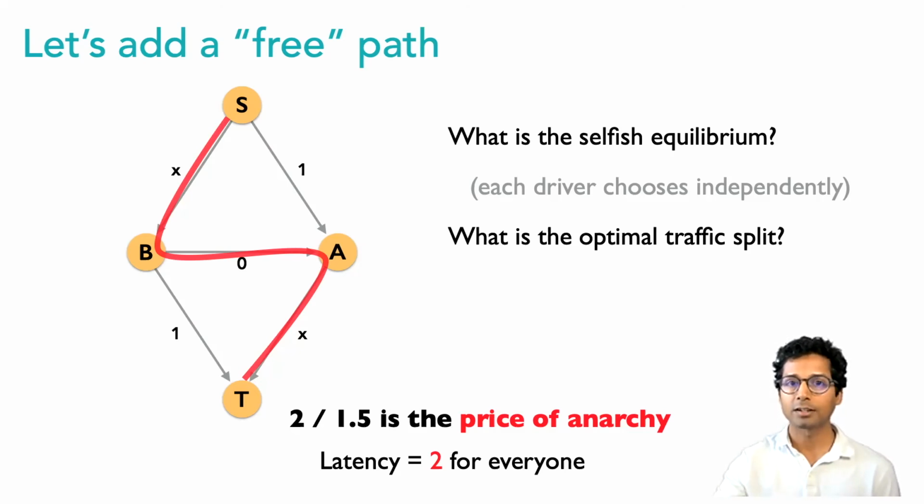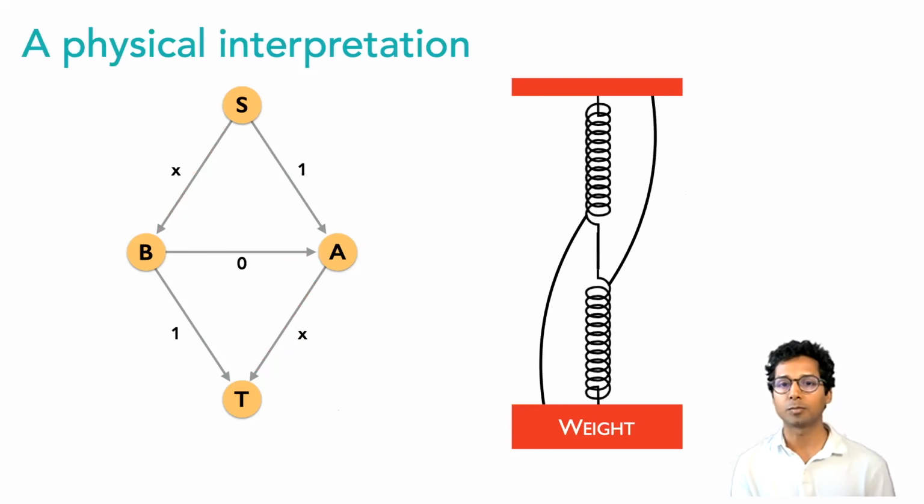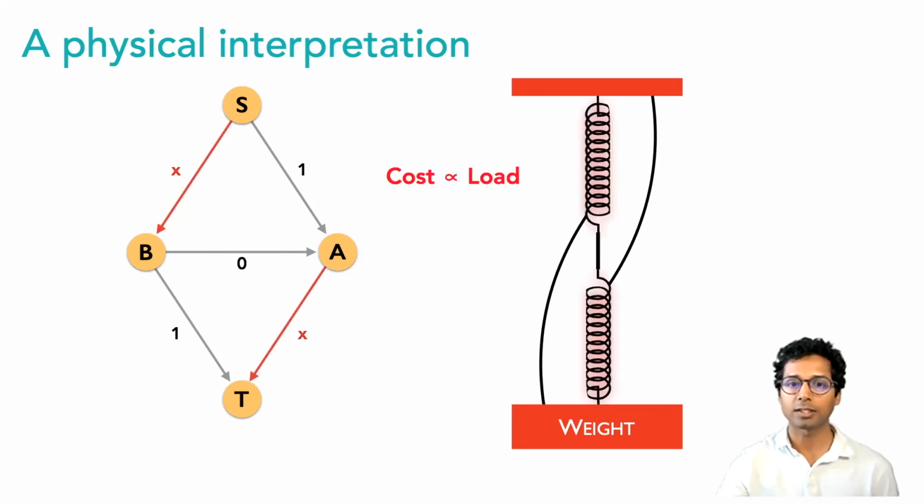So now let's return and tie this back to the physical model we had. These two systems are actually identical. In the spring and string system, what we want to minimize is the latency equivalent, which is the extension of these strings with the weight hanging underneath the system. And on the S to T network paths, we want to minimize latency. The edges of the systems are analogous in this way.